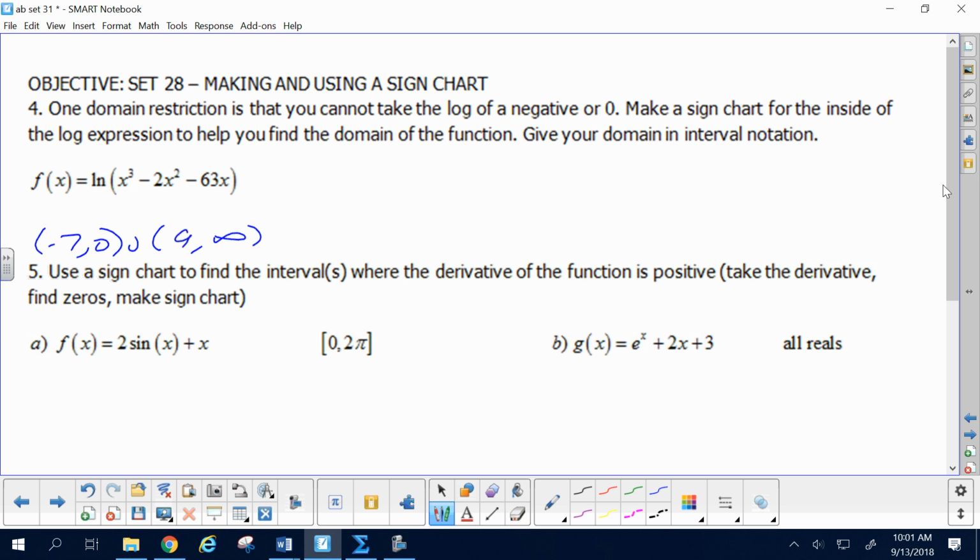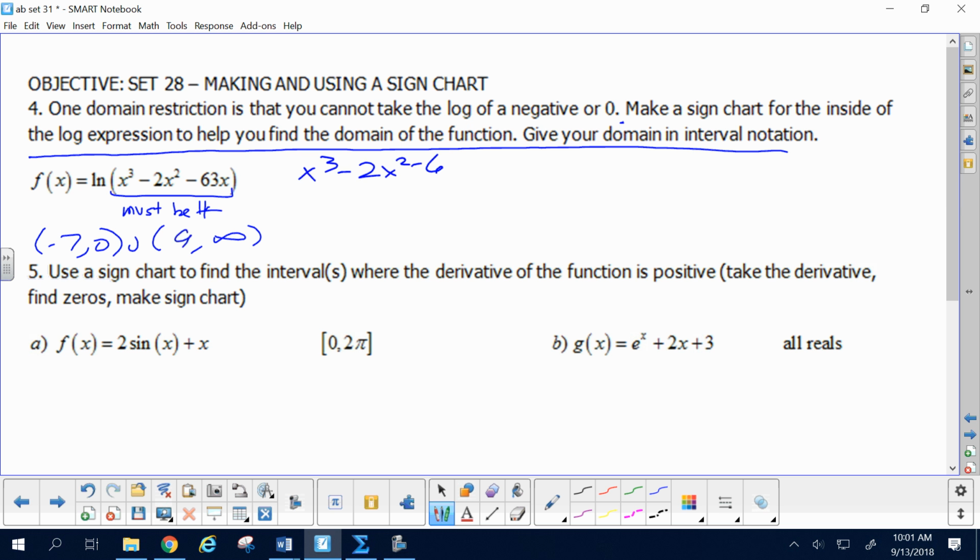So, to get what's allowed, or the domain, make a sign chart for the inside of the log expression. Sign chart for the inside. In other words, this must be positive for log to be cool. Okay? So in order to find where something's positive or negative, it helps to start by finding where it's 0 and then test around that. Because if it's 0 here, then it must be positive or negative around it.